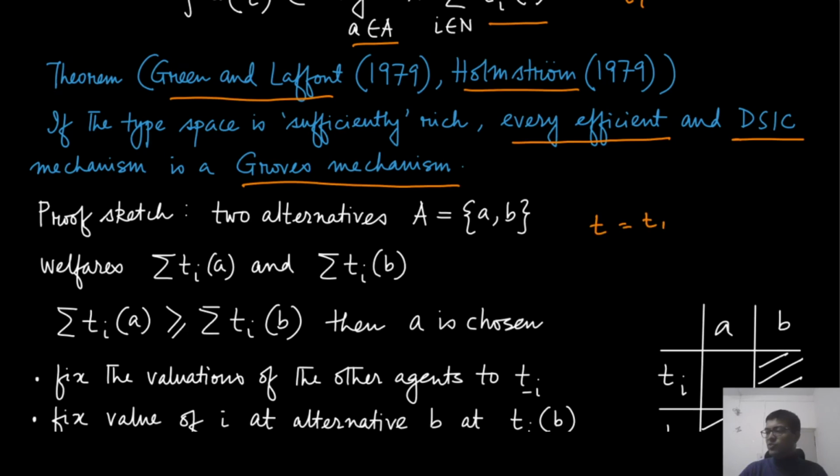T stands for T1 to Tn, and the corresponding welfares of these players at the alternatives A and B are given by the sum of the Ti's at A and the sum of the Ti's at B. Now we are going to assume that whenever the sum of the valuations at A is at least as much as the sum of the valuations at B, then A is going to be chosen.